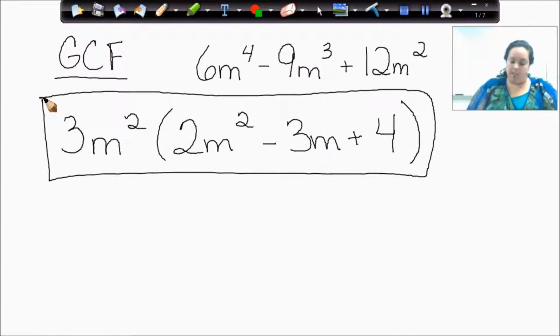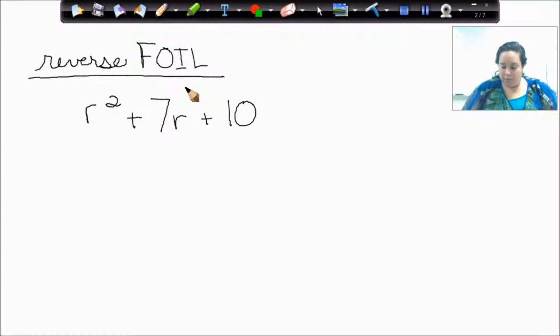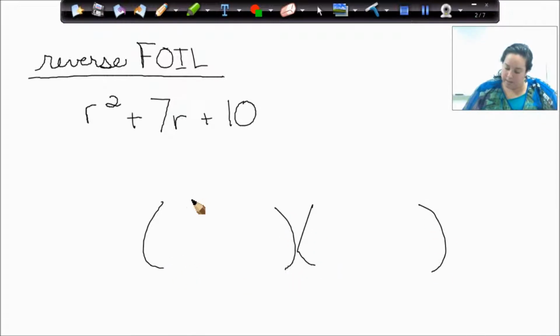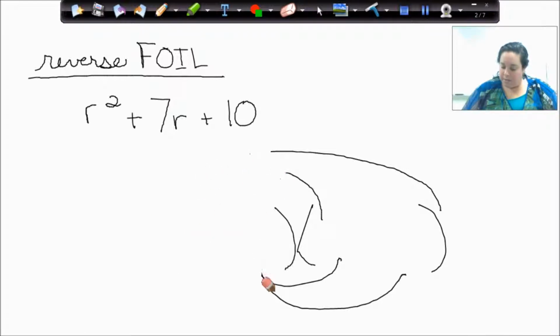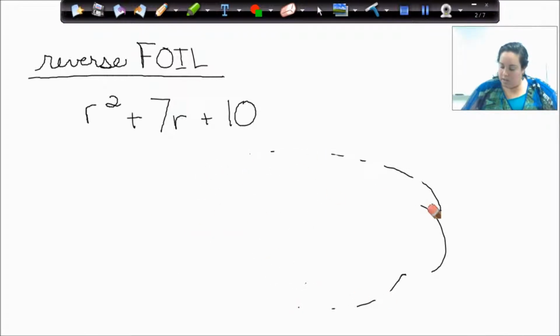The next way of factoring is reverse FOIL. We talked about FOIL in the past. That's where you have two binomials and you multiply the first terms, the outside terms, the inside terms, and the last terms. That's called FOILing: first, outside, inside, last. And we're going to do the opposite of that. We're going to work backwards. Same idea, but backwards.